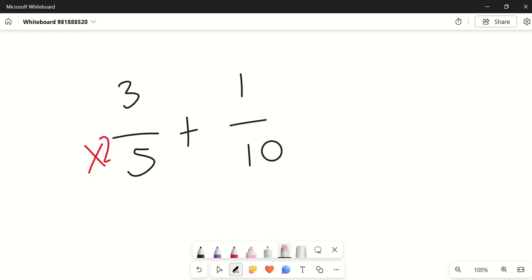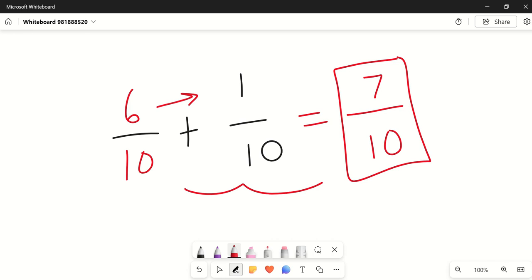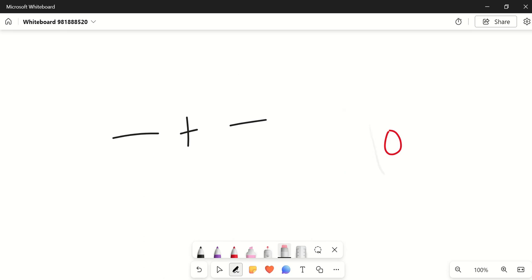5 times 2 will become 10, and 3 times 2 will become 6. When I add them straight across, I'll get 7, and the denominators stay the same. And 7/10 is simplified, because 7 and 10 do not share any common factors. Next question.